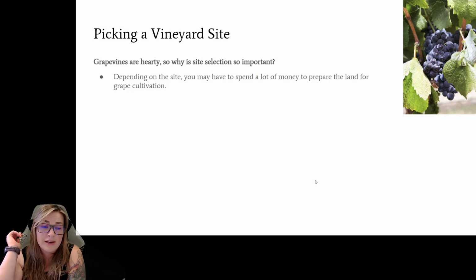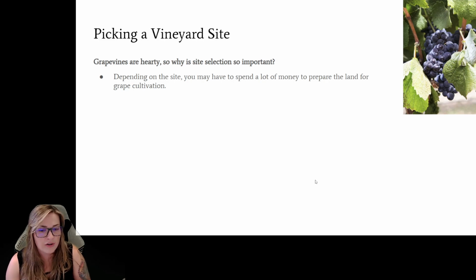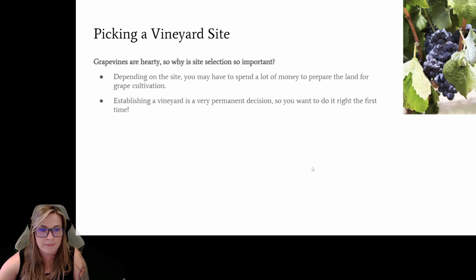Well, depending on the site that you pick, if this is going to be a business and not just a hobby, you might have to spend a lot of money to prepare the land for grape cultivation, right? And even though these grapevines may survive in a lot of areas, you want them to thrive and produce good fruit to make good wine. So it really makes a difference in quality when you break it down.